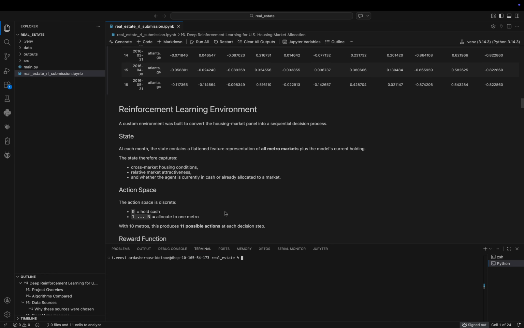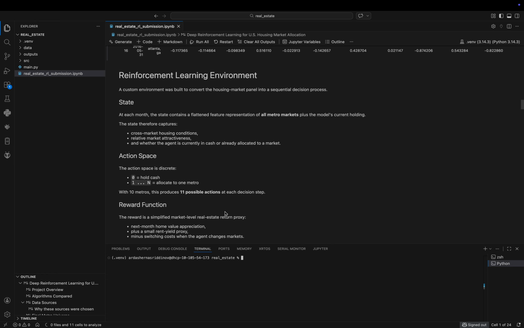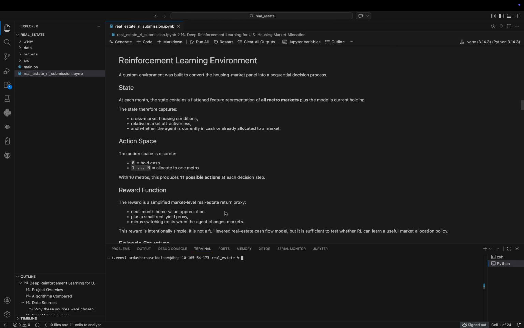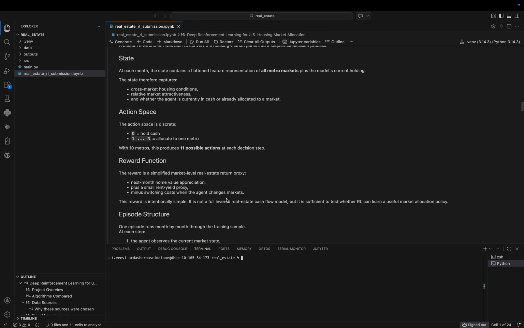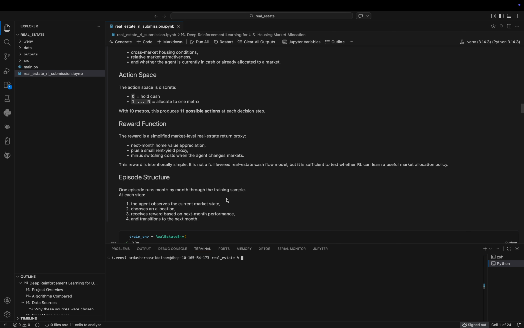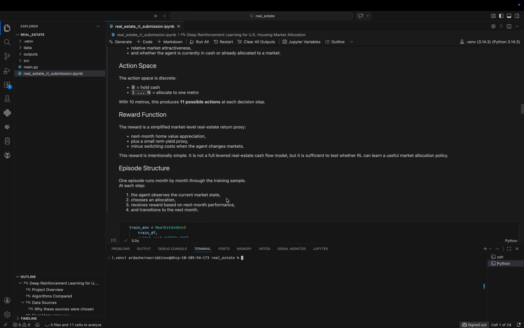Then the RL environment itself: I built a custom RL environment. The state is a flattened representation of all metro markets in the current month plus the model's current holding. The action space is discrete. Action zero means hold cash, and the remaining actions are one per city or metro. The reward is a simplified real estate return proxy: the next month home value appreciation plus a small rent yield proxy minus the switching cost if the model ends up choosing to switch markets.